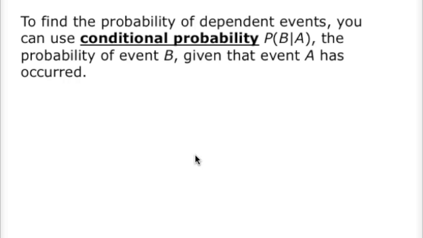To find the probability of dependent events, you can use conditional probability. The probability of B given A is the probability of event B given that event A has occurred, and that's what this symbol here means.